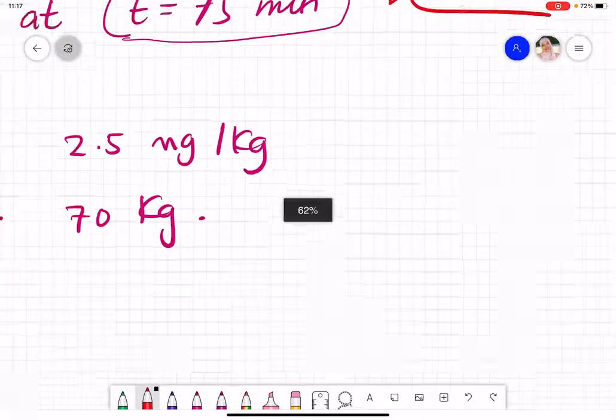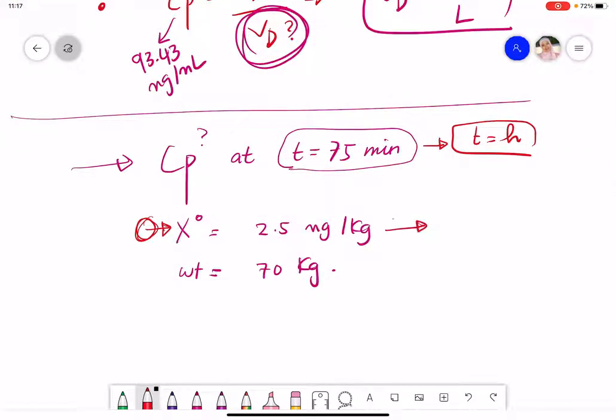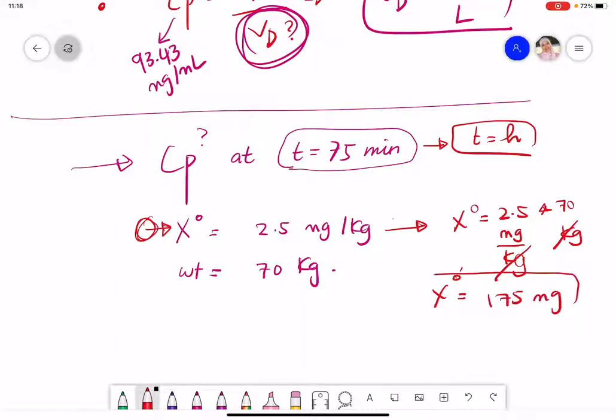Here we need to correct this because it's per kg. So those would be equal to 2.5 milligram per kg multiplied by 70 kg. Okay, this will go with this, and then the new dose, let's call it X naught prime, equal to 175 milligram.